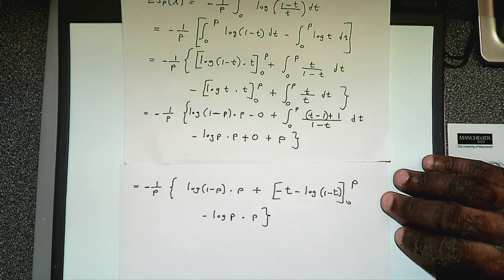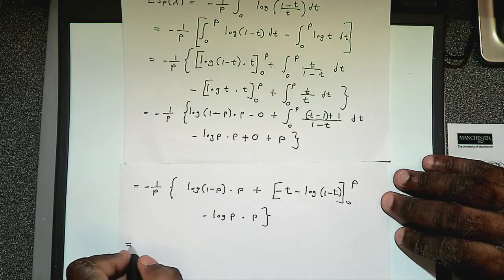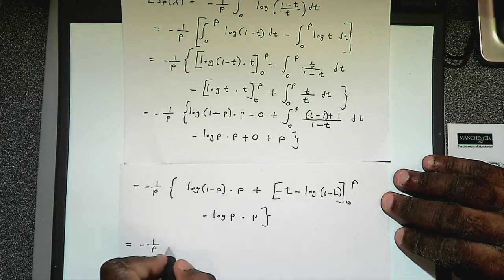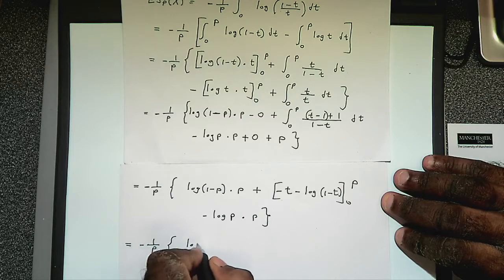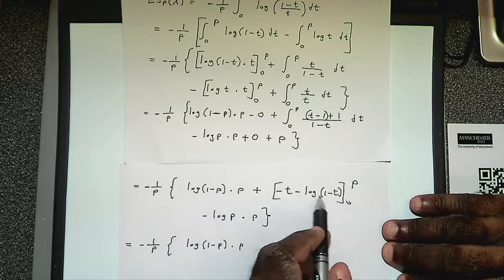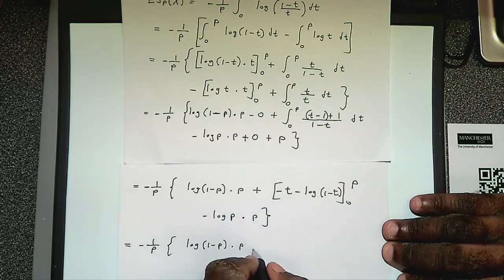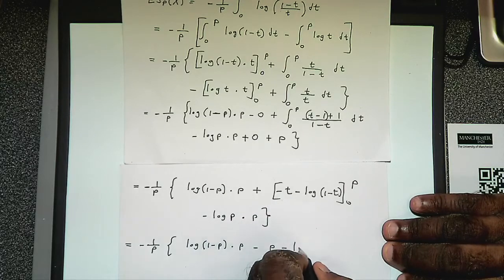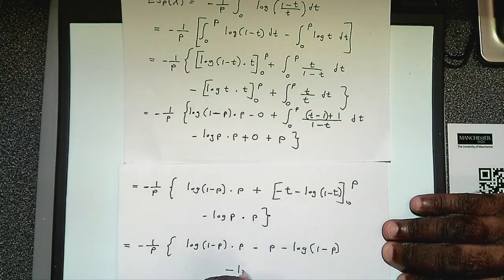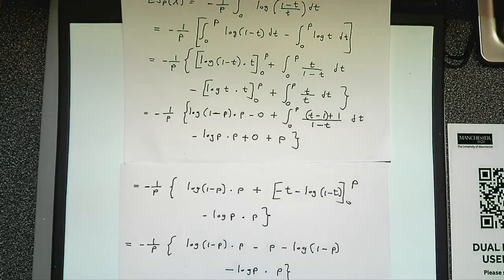Yeah, so now finally taking the limits, you get log of 1 minus p times p. At 0 it is 0, at p it is minus p minus log of p times p. All right, this is what I'm getting. Hopefully it's correct, but you can check.